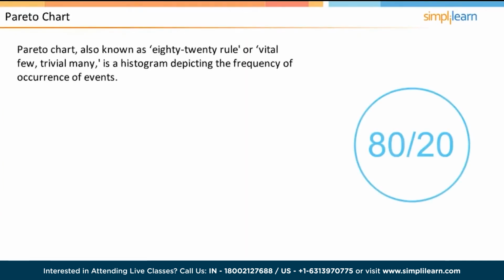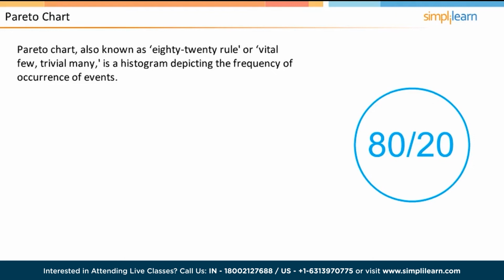Pareto chart is a histogram ordered by the frequency of occurrence of events. It is also known as the 80-20 rule, or vital few, trivial many. It helps project teams to focus on the issues which cause the highest number of defects or complaints.